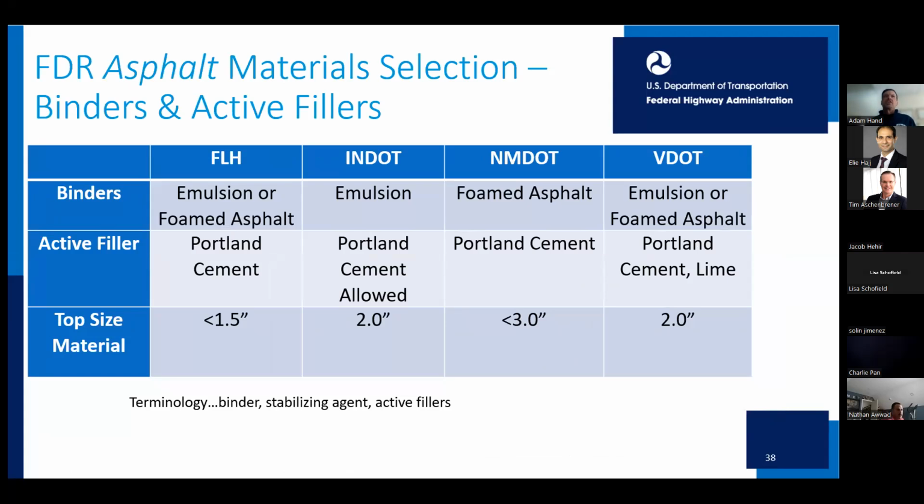As far as FDR goes, there's a couple slides in here on FDR, and I'm not going to go into much beyond that. So with the FDR, the binders were emulsion or foamed for federal lands and VDOT, and then NDOT was using emulsion, and New Mexico was using foam only. As far as active fillers go, they were all using cement, and lime was an option in Virginia, and their top material sizes varied among the agencies.